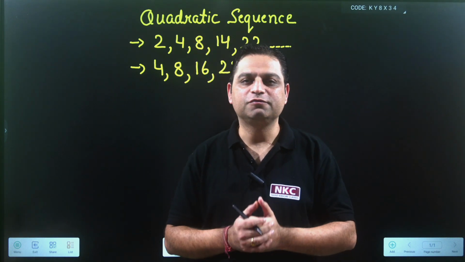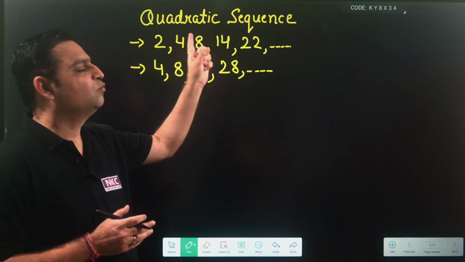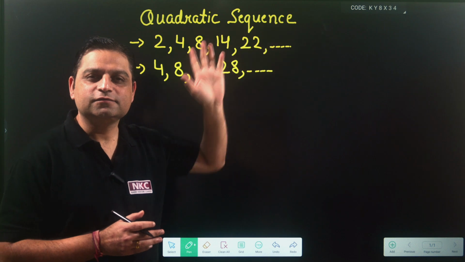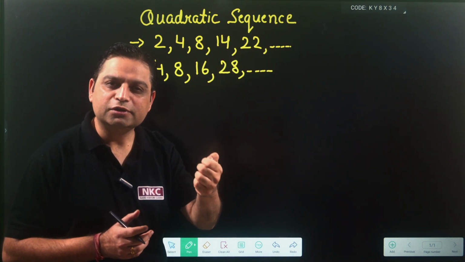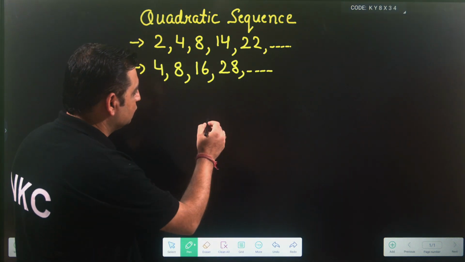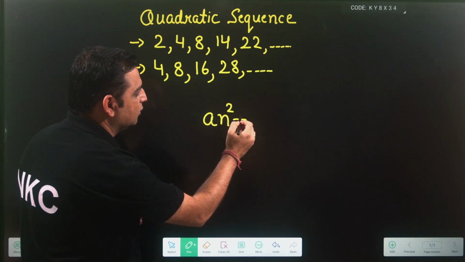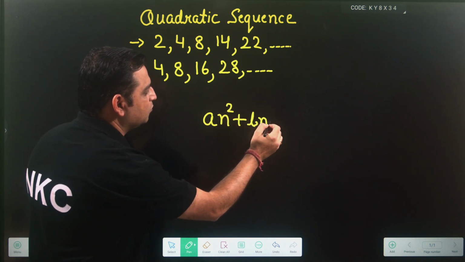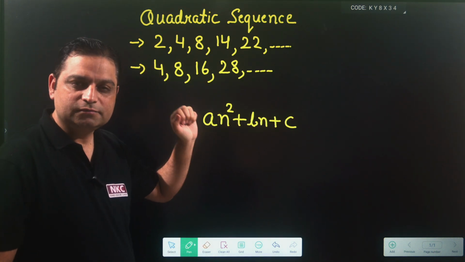Today's lecture is going to be very interesting. Today we are going to study what quadratic sequences are. First of all, you must have heard about the quadratic polynomial. Quadratic means when you have a polynomial like this, an square plus bn plus c. This is the quadratic polynomial.